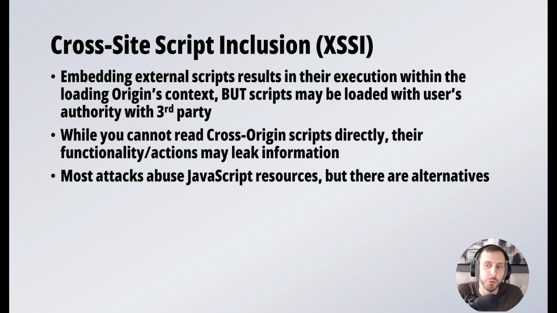Now, you can't actually read that JavaScript, right? This is one of the protections offered by same origin policy, but JavaScript that we embed in our application is still rendered. So there is still interaction between JavaScript that we embed, even if we can't read it directly. And so there are many ways that we might be able to indirectly extract information from something that we embed with script tags. And that ultimately is the core of what cross-site script inclusion attacks are. And oftentimes, these attacks attempt to abuse JavaScript resources that contain sensitive information, but there are other alternatives to this as well.